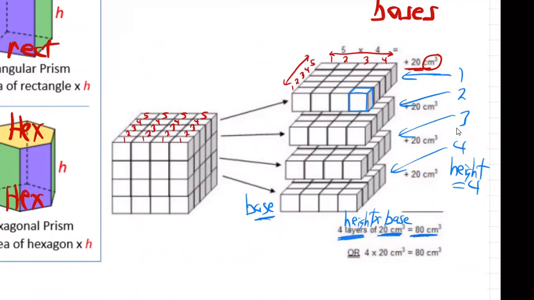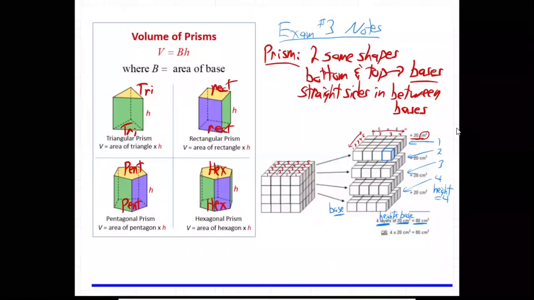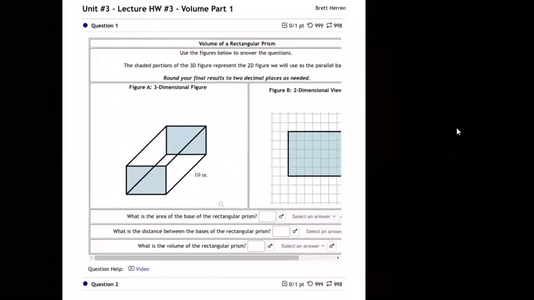And what is that? That's the height, 4, times the base. Well, that's why they're saying the volume of a prism is base times height. It's ground floor or top, either one, they're the same thing, times the height. So that's what we have to do. So let's look back at this shape right here.